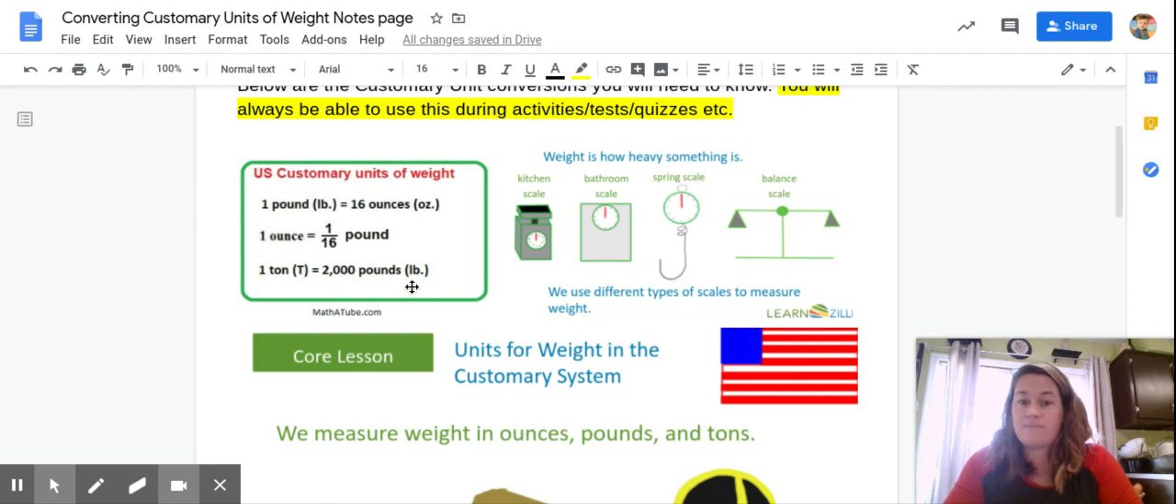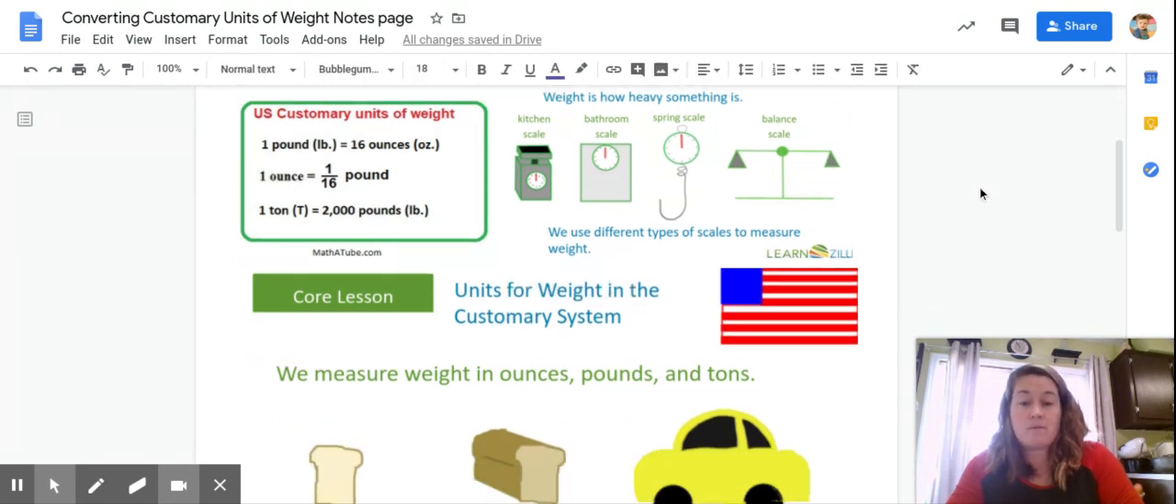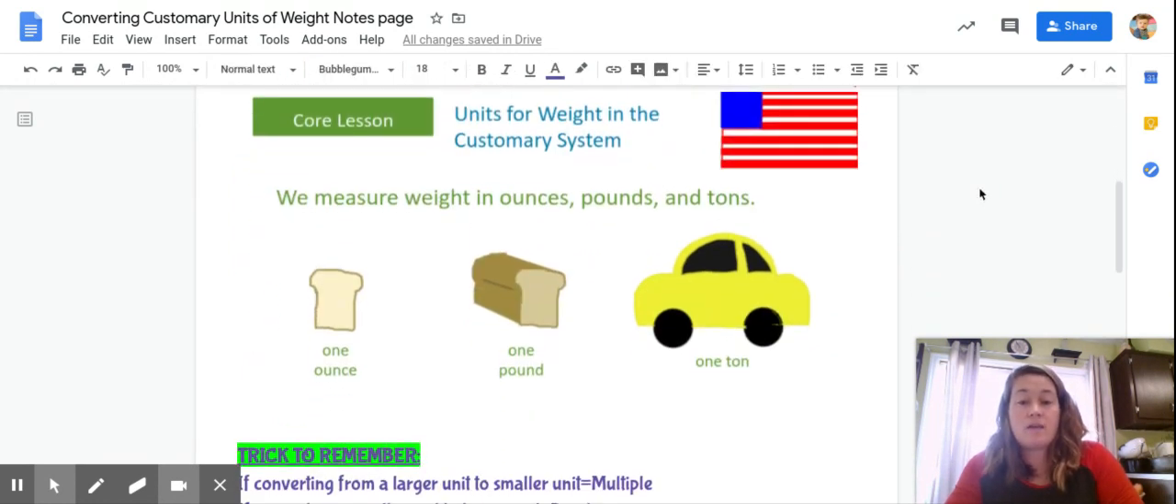That's really heavy. Over here, this picture to the right, it says weight is how heavy something is. So a kitchen scale, a bathroom scale, a spring scale, or a balance scale. These are all different tools that we use to measure weight. Units for weight here in the U.S. are 1 ounce, 1 pound, or 1 ton. An ounce is about 1 slice of bread. 1 pound is about a loaf of bread, and then 1 ton is about the size of a small car.